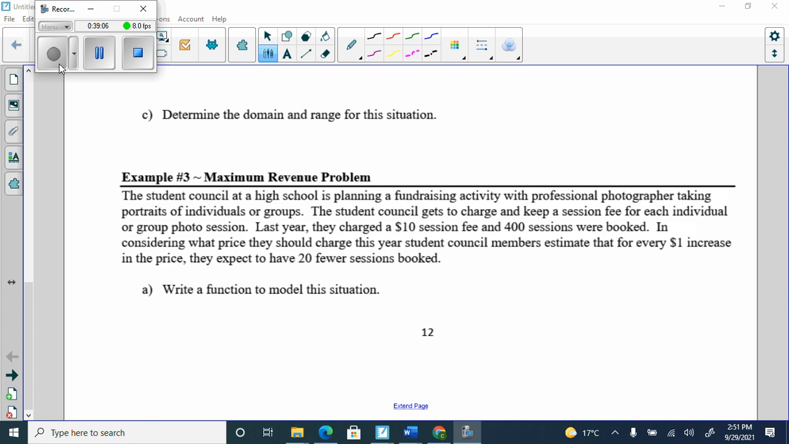So here we have the student council at a high school is planning a fundraising activity with professional photographers taking portraits of individuals or groups. The student council gets to charge and keep a session fee for each individual or group photo session. Last year, they charged $10 session fee. Someone write that down. A $10 session fee. And booked 400 sessions.